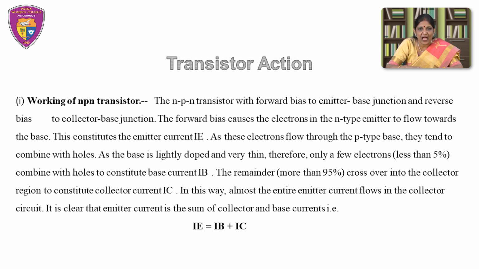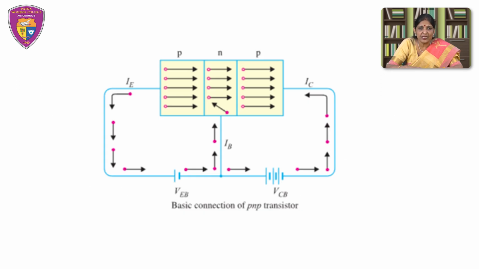As the base is lightly doped and very thin, only a few electrons, that is less than 5%, combine with the holes to constitute the base current, that is IB. The remainder, more than 95%, cross over into the collector region to constitute the collector current IC. In this way, almost the entire emitter current flows in the collector circuit. It is clear that the emitter current is the sum of the collector and base currents, that is IE is equal to IB plus IC.